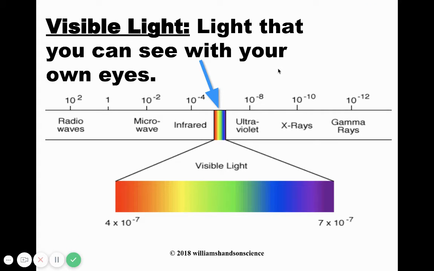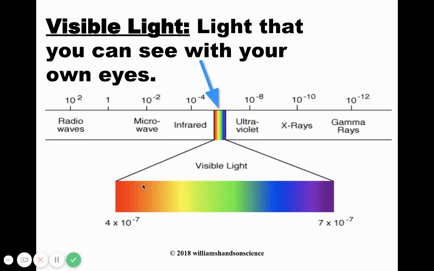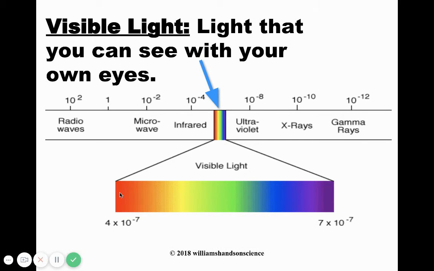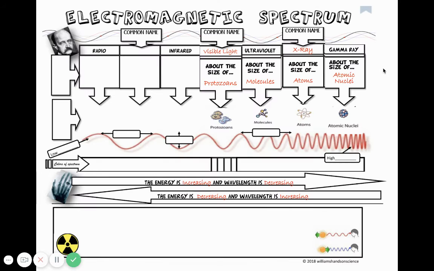Here's our visible light region, light we can see with our own eyes. It ranges from red to violet. I don't know if you remember Roy G. Biv: red, orange, yellow, green, blue, indigo, violet. And a good way to remember the direction is the violet is next to the ultraviolet region, and the red is next to the infrared region. So that means red light has a larger wavelength than violet light. So that means if this is the shortest wavelength, this is the highest energy. So violet light has more energy than red light, and the energy ranges throughout the colors. So if you wanted to compare yellow and blue, you would say blue has more energy than yellow. And so here's our visible light region, about the size of protozoa. You can draw a little picture of those guys.